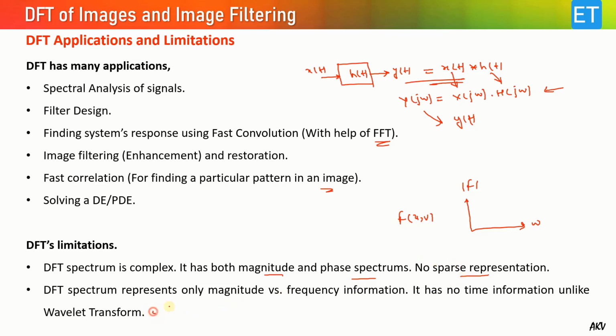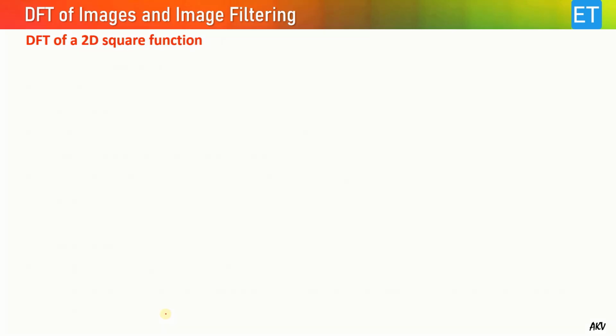If you go to the wavelet transform, you have the capability where you can visualize both frequency and time information simultaneously. And now let us see how we can compute the DFT of a two-dimensional square function.